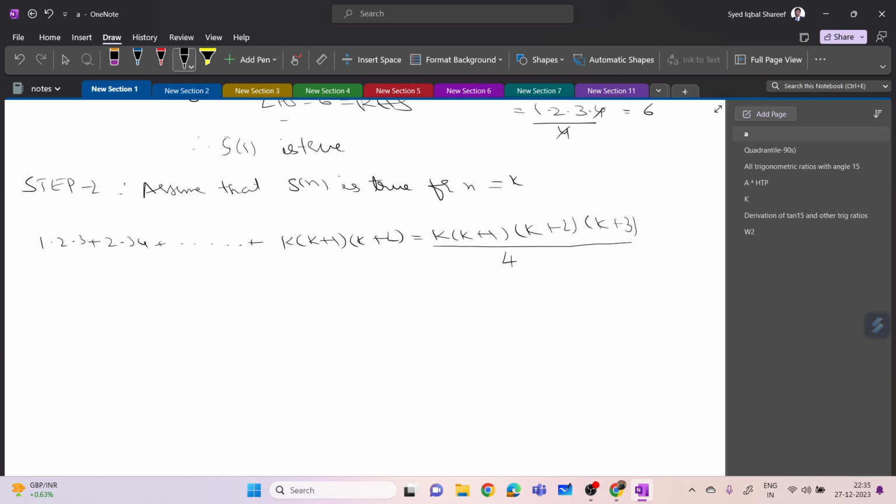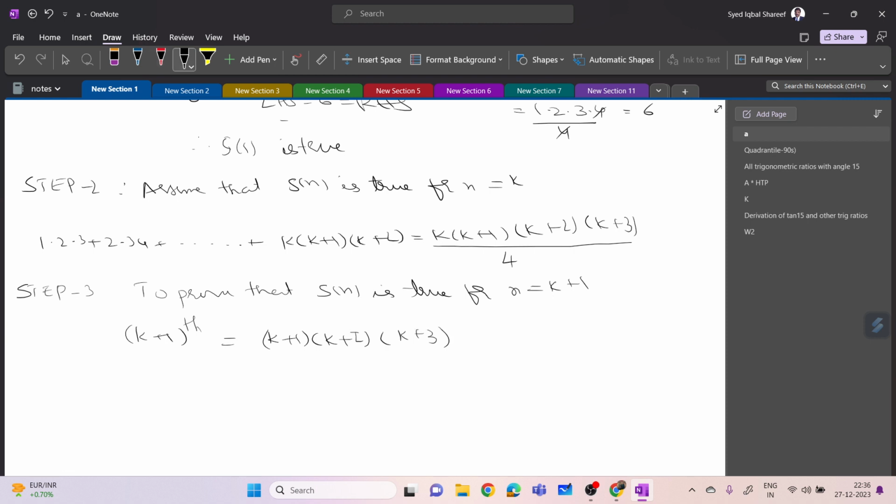What is step 3? Step 3 is where we really do the work: to prove that S of n is true for n equal to k plus 1. So what will the k plus 1 term be? You have to add it. k will become k plus 1, k plus 1 will become k plus 2, and k plus 2 will become k plus 3. This is the k plus 1 term.